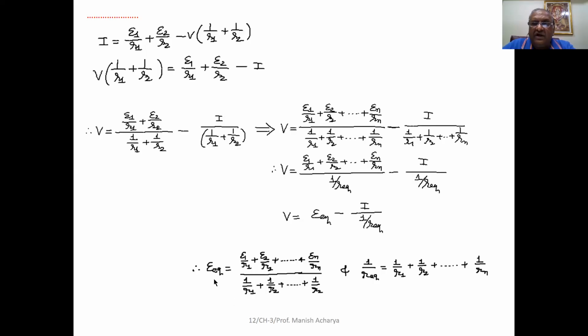So in general, you can write for n cells in parallel, E equivalent is (E1 upon R1 plus E2 upon R2 plus up to En upon Rn) divided by (1 upon R1 plus 1 upon R2 up to 1 upon Rn). Now, whatever the number of cells given to you in the parallel combination, you have to write up to that number of steps here.